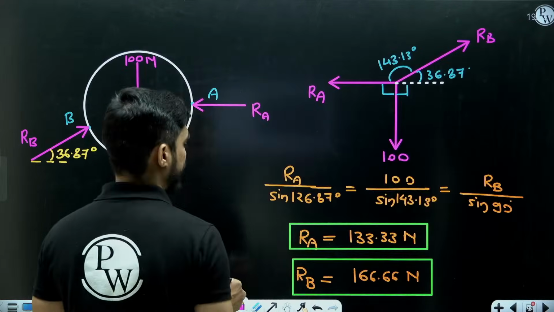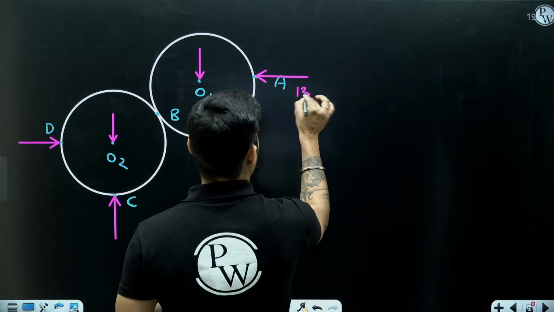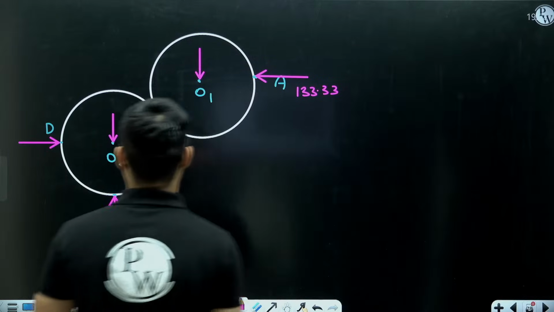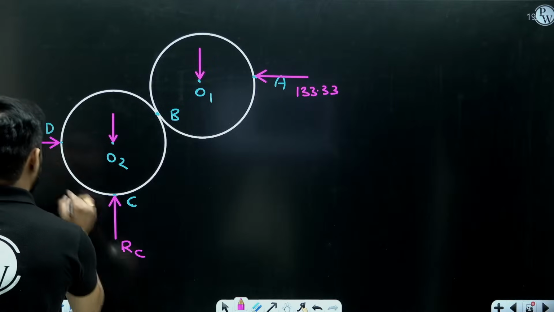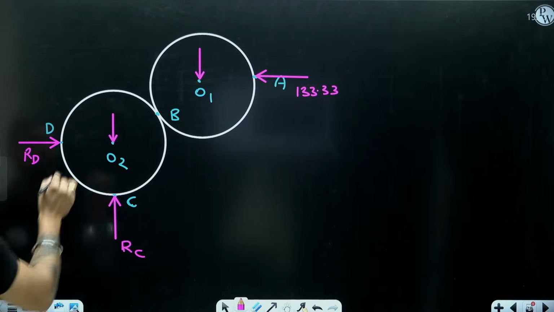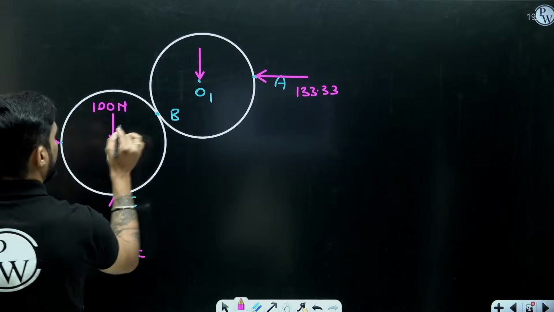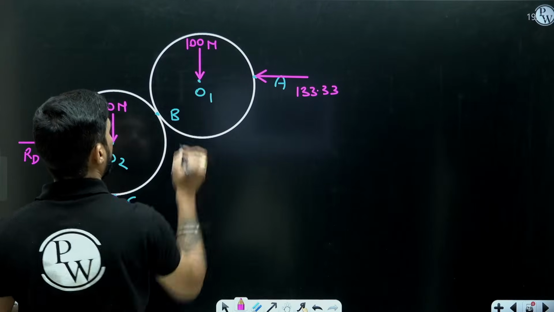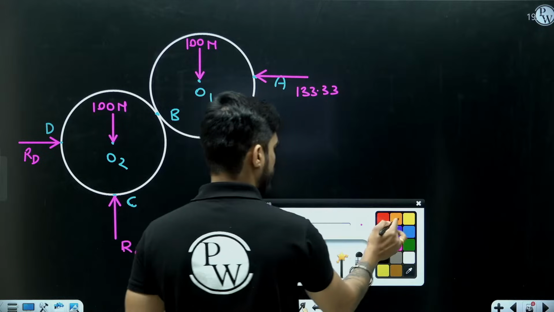So what is RA, beta? RA is 133.33. Let's say this is RC and this is RD. So now it is so easy to calculate RC and RD, right? I hope you now understand why I have considered both the spheres together, right?